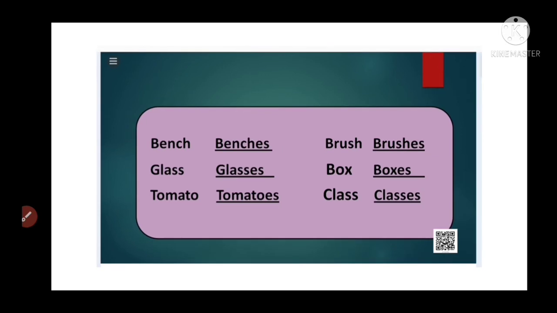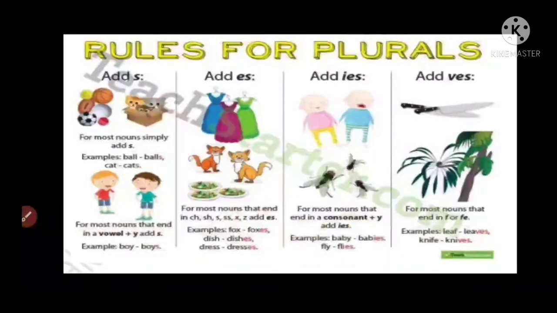Bench will become benches in its plural form. Glass will become glasses. Tomato will become tomatoes. And brush will be brushes in plural. Box will be boxes. And class will become classes. Yes, dear learners, like this you will make the plural form of these words.